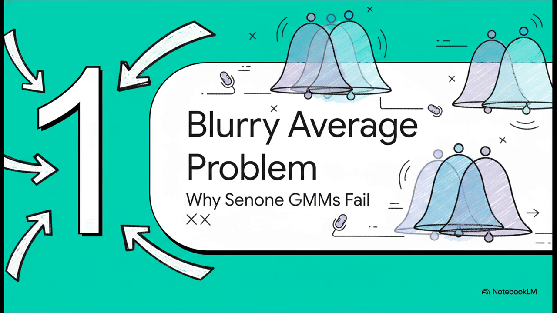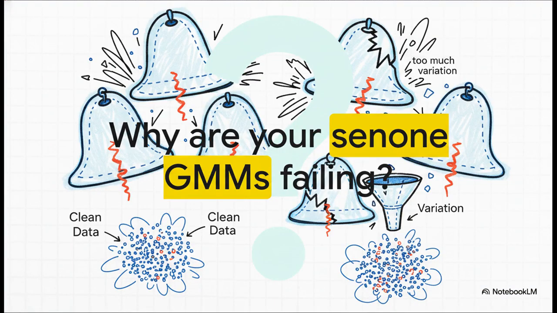All right, section 1, the blurry average problem. Or, in other words, why your senone GMMs are failing. Picture this. You're sitting right across from a senior engineer in an interview, and they slide this exact question your way. Why are your senone GMMs failing before adaptation? It's a classic for a reason.